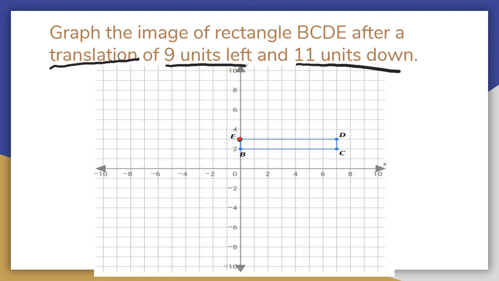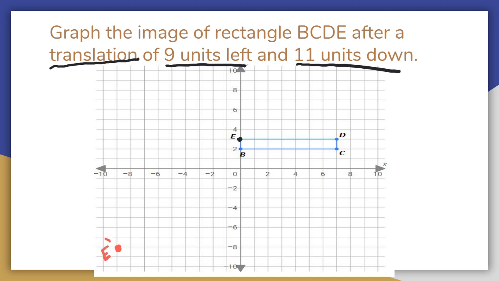So if I'm right here, I'm going to go 9 units left. So 1, 2, 3, 4, 5, 6, 7, 8, 9. And then I'm going to go 11 units down. 1, 2, 3, 4, 5, 6, 7, 8, 9, 10, 11. So right there is my new point. Okay, I'm going to switch colors and graph it really quick for us. And I'm going to label that with E prime.